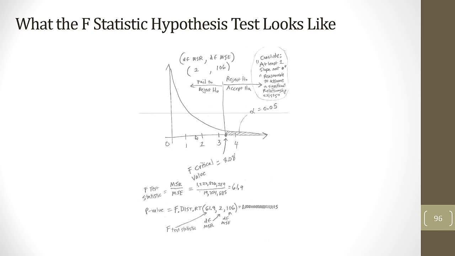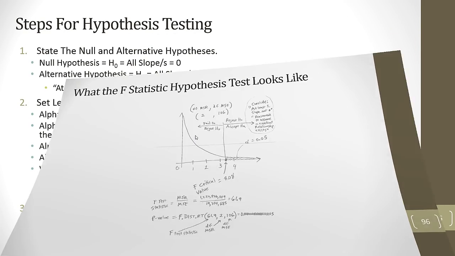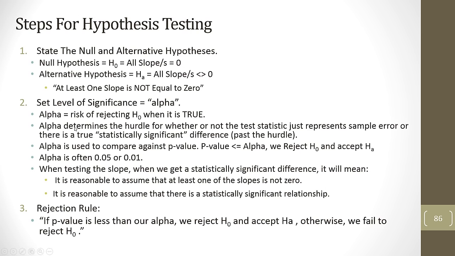All right, let's go back to slide 86 because we want to continue talking about step 2 and alpha. So alpha will determine our hurdle, that line, right? Alpha is also used to compare against the p-value. When we calculate our test statistic, there are 2 ways. We can do the critical value way, and we can also do the p-value way. And the p-value way is often easier.